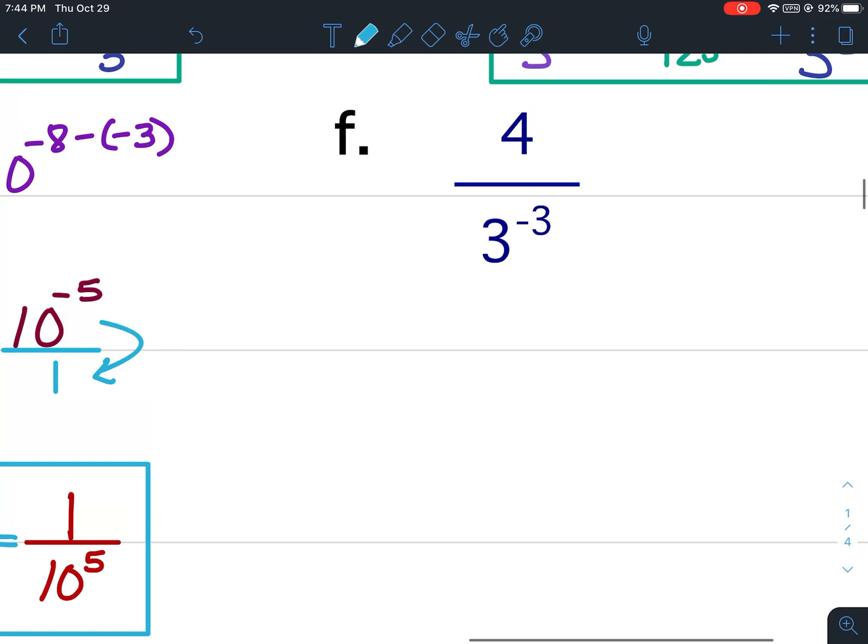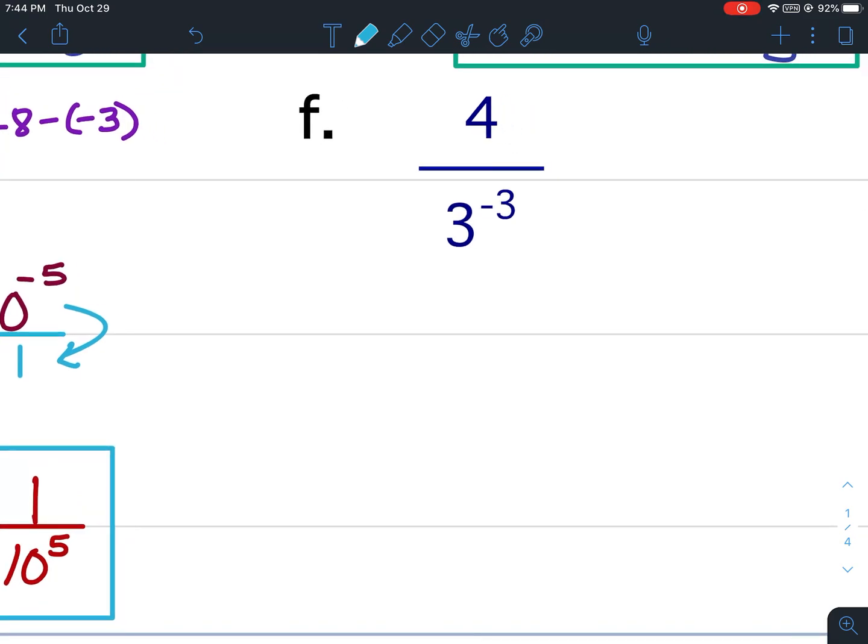All right, F is kind of a tricky one. And the reason why it's a tricky one is because, well, first of all, this exponent would be a 1 here. But if you look at this, this base is a 4 and this base is a 3. Well, when the bases are different, we can't even do anything with it. So I don't even need to put the 1 on that 4. The only thing I can do for this problem is make this positive. I want to make that positive. So I'm going to move it to the numerator.